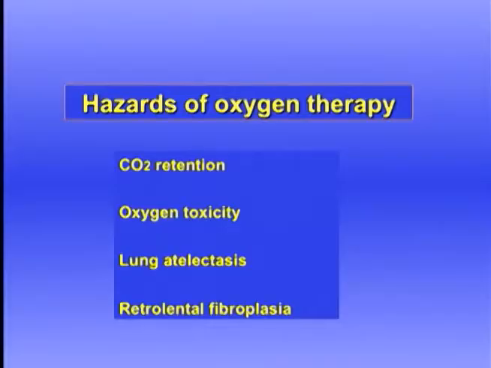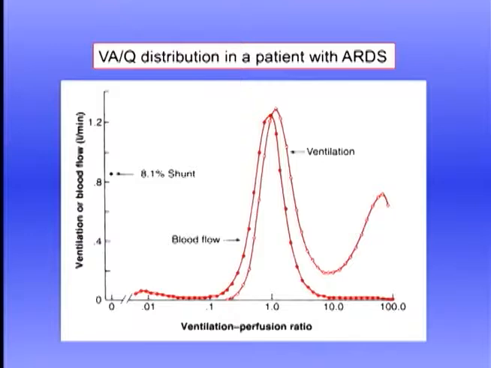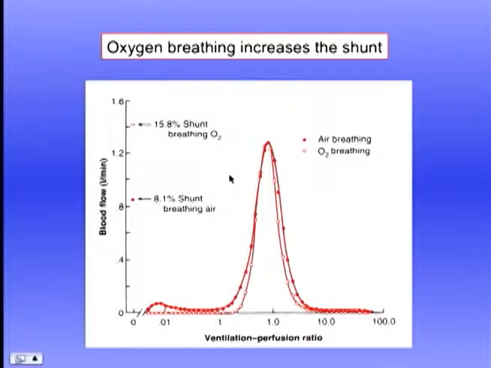But on the other hand, you want to be very careful that you don't cause oxygen toxicity in the process. Lung atelectasis is another hazard of oxygen therapy, and let me show you an example here. Now, this is the distribution we saw before of the VA/Q distribution in a patient with ARDS. And you remember that there was blood flow, as you can see here, to lung units with low ventilation perfusion ratios, and in this case an 8% shunt. Now, this patient was given a high oxygen concentration to breathe, and look what happened.